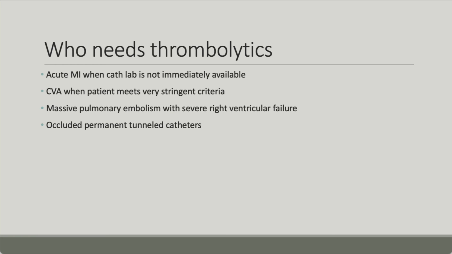We use it still in strokes. When patients meet very stringent criteria, we can give them a thrombolytic agent that will allow that blood clot that's formed inside a small vessel due to an atherosclerotic process, usually, or embolic stroke from AFib. But we can give that medicine, the thrombolytic, to dissolve that clot. We also use thrombolytics in patients with massive pulmonary embolism, or a blood clot that goes from the leg to the lung where their right heart is failing.